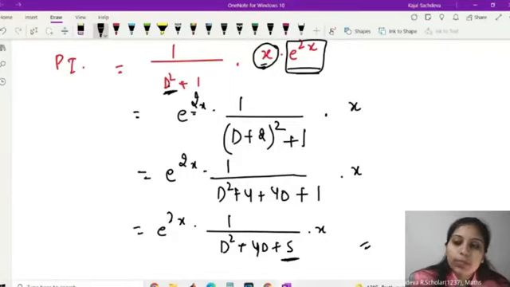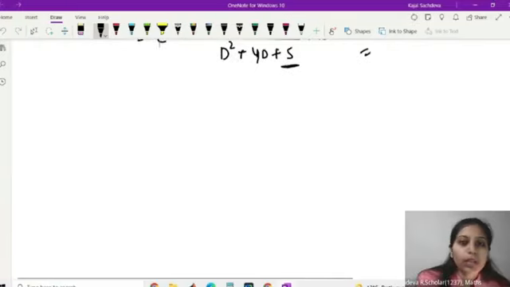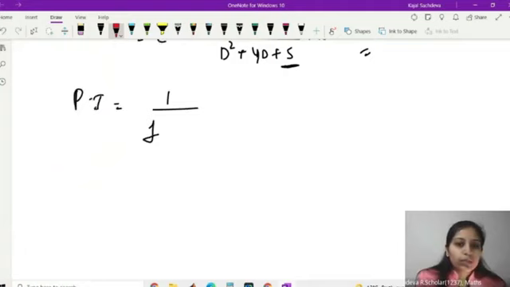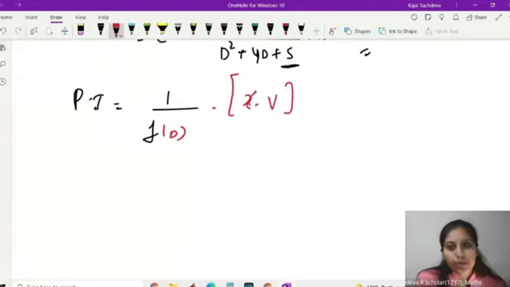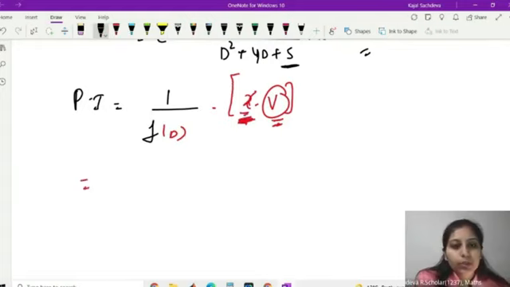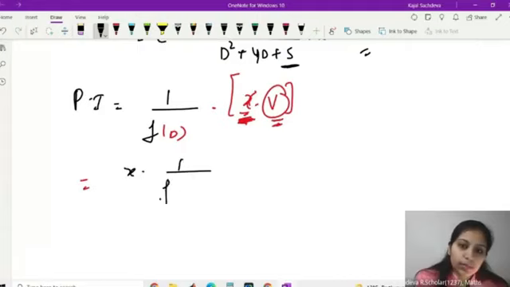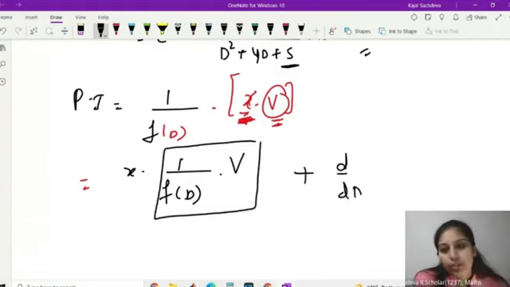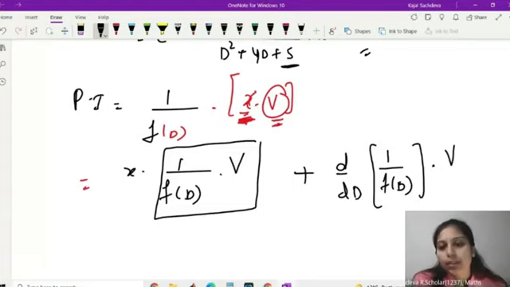Now the last case is one more special case we can discuss. If we have an equation where we are to find the particular integral of Q given as x into V, one function is fixed, which is x, and the second is some function of x. It can be any function V of x, but multiplied by x only. So in this case, we take x first, then 1/f(D) applying on V only, then plus the derivative of 1/f(D) with respect to D, into V. So this is the formula.